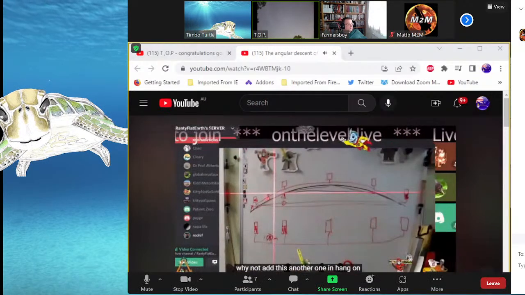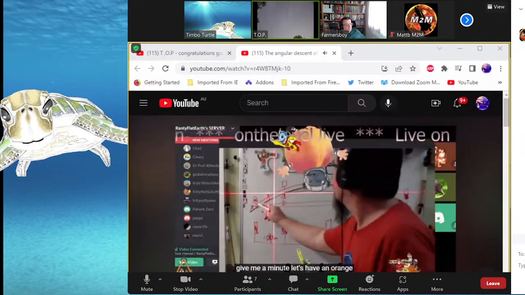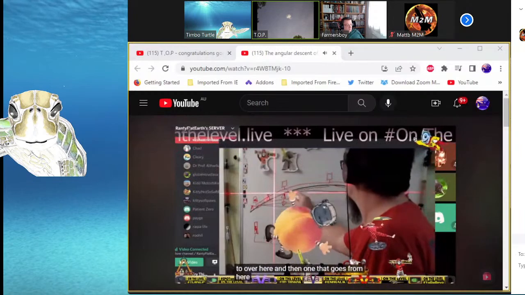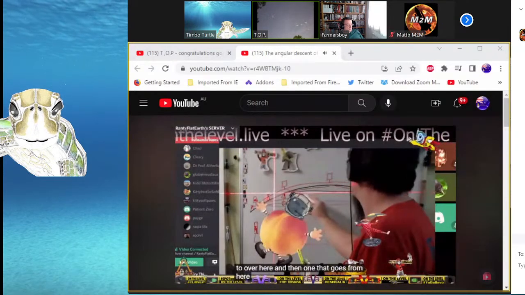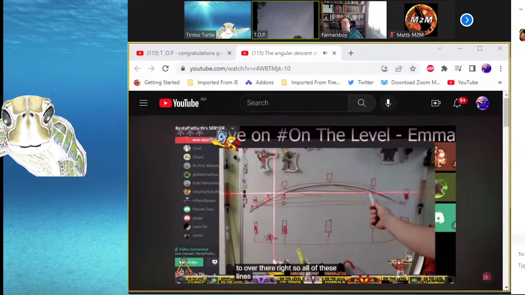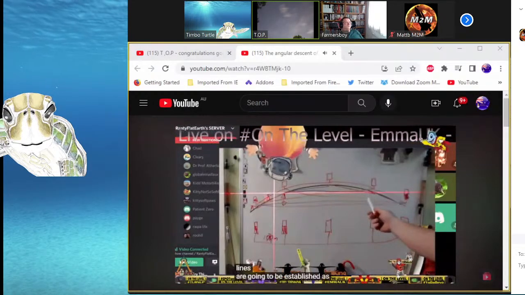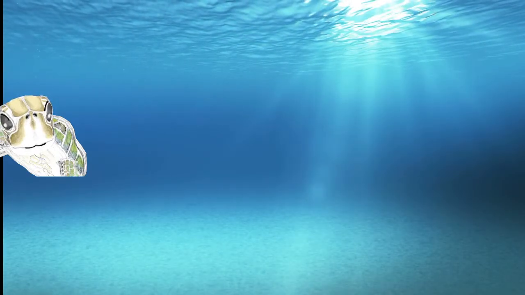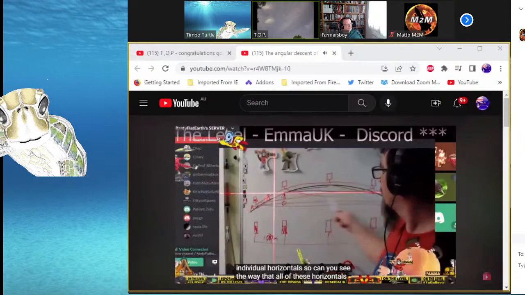Hang on, doorbell just went. Give me a minute. Let's have an orange one that goes from here to over here, and then one that goes from here to over there, right? So all of these lines are going to be established as horizontals, individual horizontals. So can you see the way that all of these horizontals are?